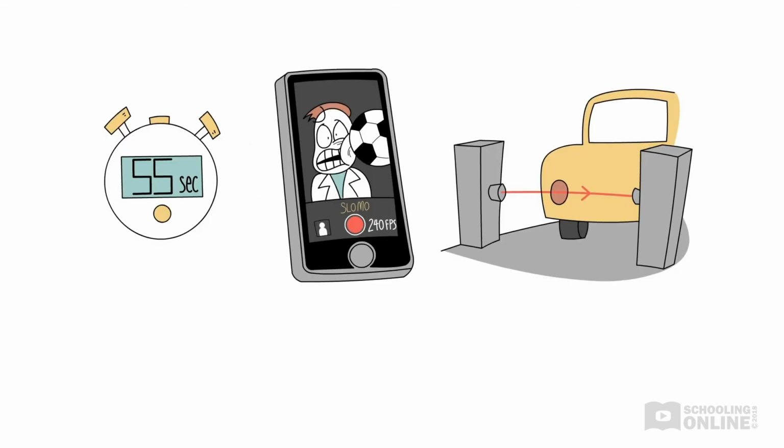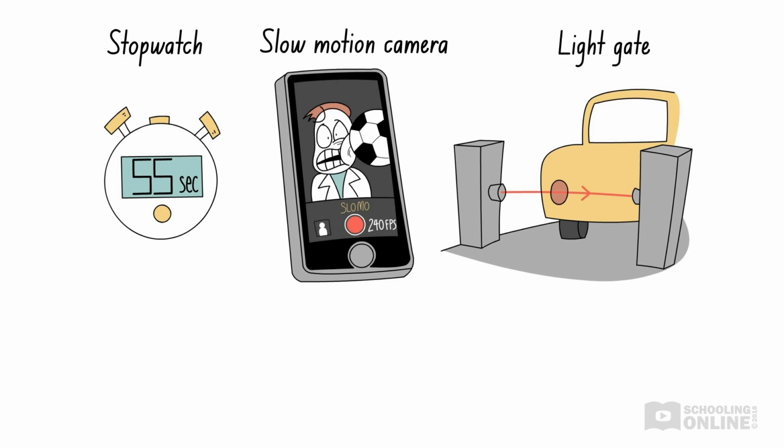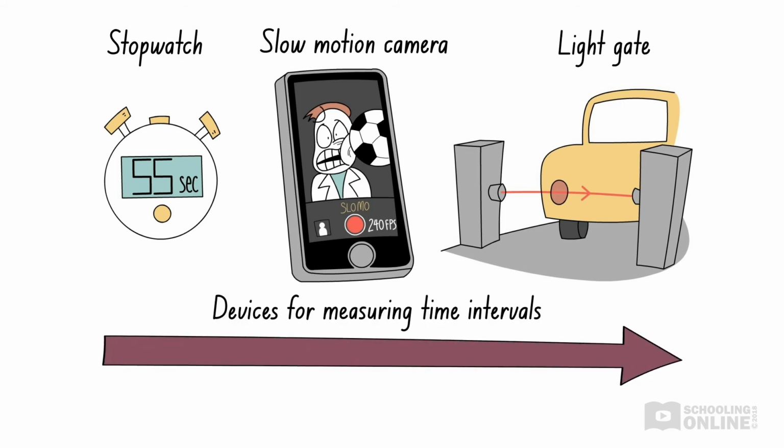Throughout the HSC physics course, you will encounter a range of measuring devices with different resolutions. For example, you could measure time intervals with a stopwatch, video cameras with different frame rates, or light gates. In general, you should try to use the most accurate instruments available while still being practical in the context of a school laboratory.